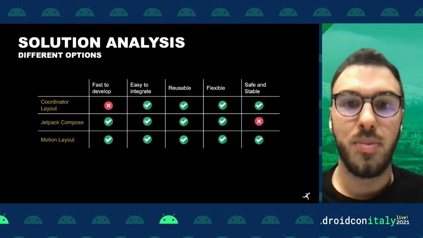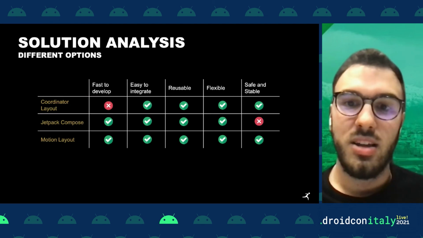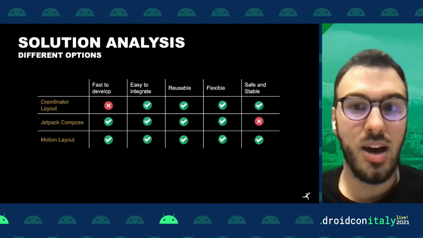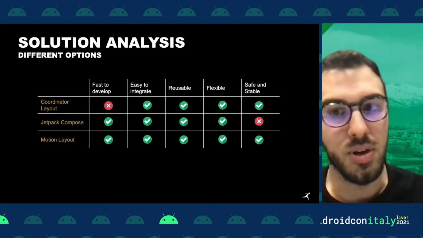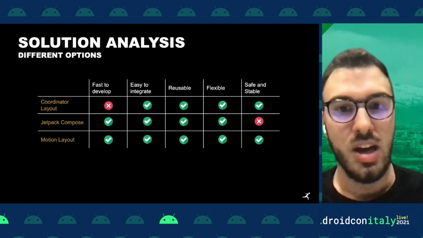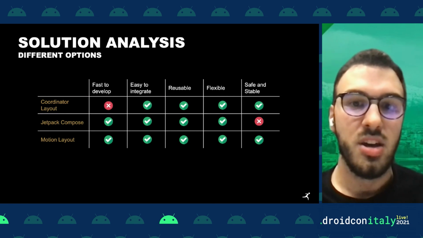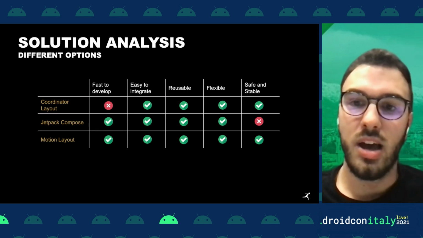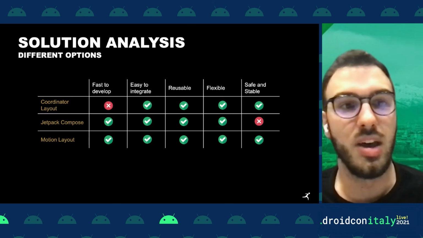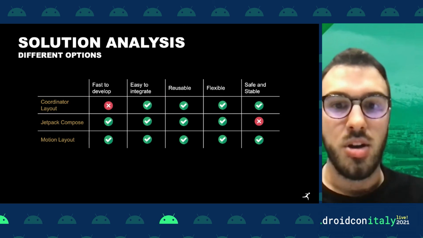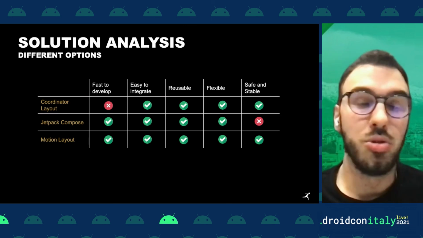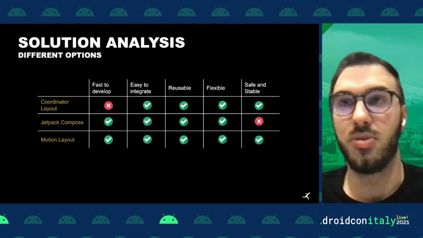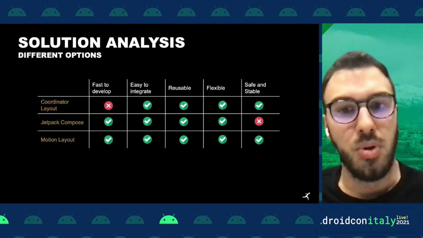We analyzed the three approaches that we studied. We analyzed the CoordinatorLayout, a very interesting component, but very complex to use. The study phase required a lot of time, so the learning curve is too long, and we did not have much time to develop the component. Therefore, it was excluded as a solution. It is easy to integrate, reusable, flexible, but not fast to develop.